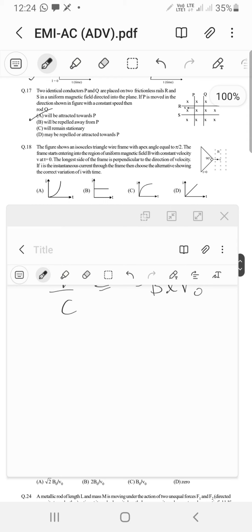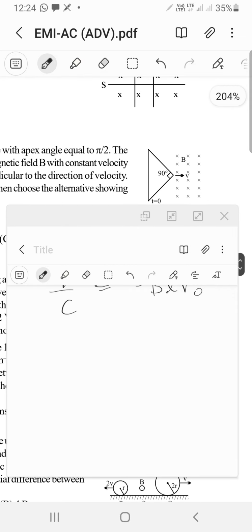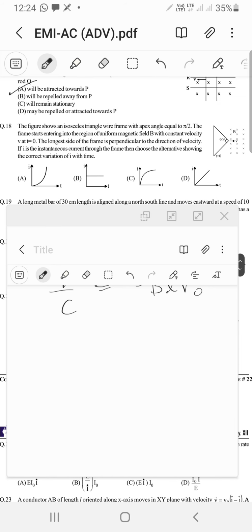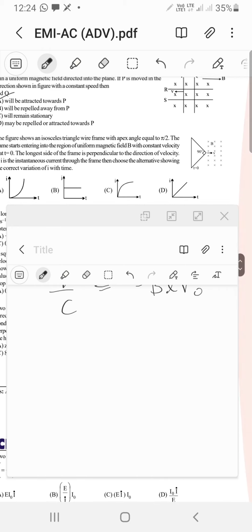Figure shows an isosceles triangle wire frame with apex angle equal to pi by 2. The frame starts entering into the region of uniform magnetic field with constant velocity. The longest side is perpendicular to the direction of velocity. I is the current. Fine, no big deal.